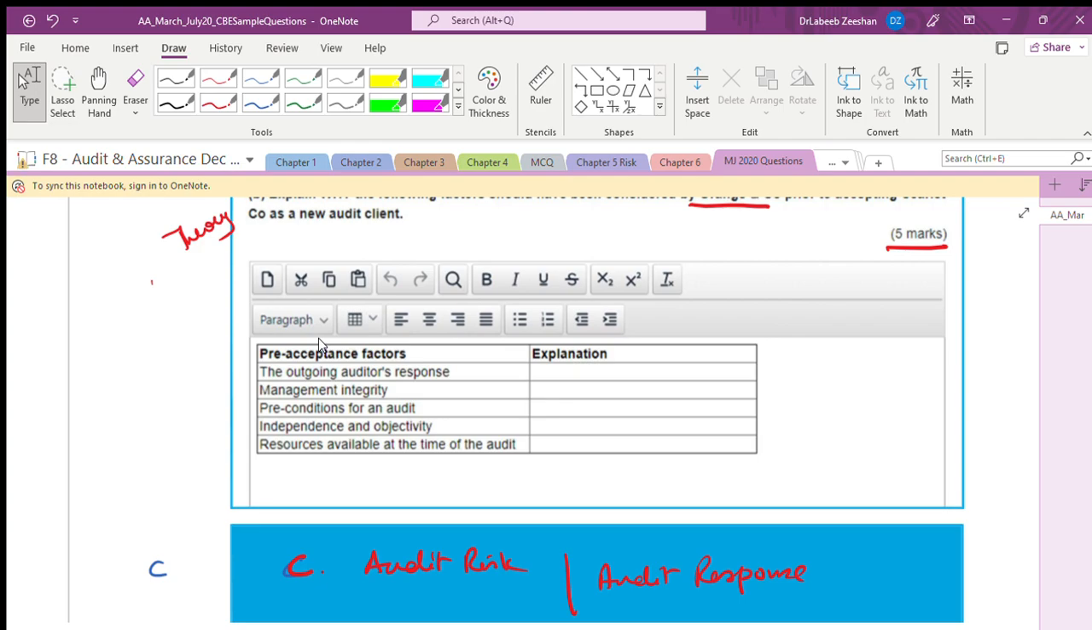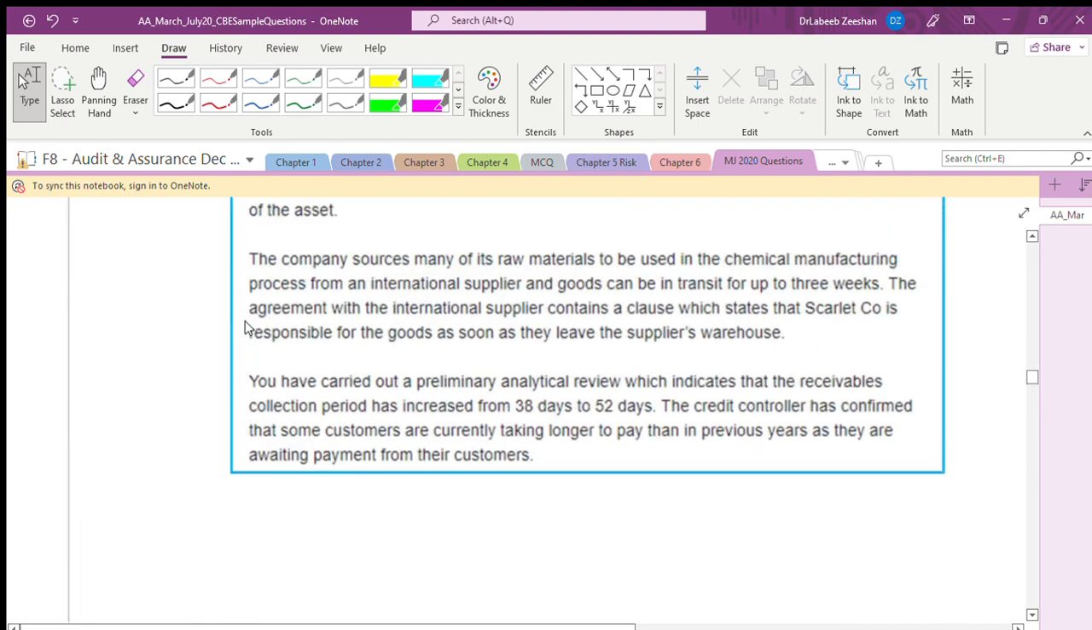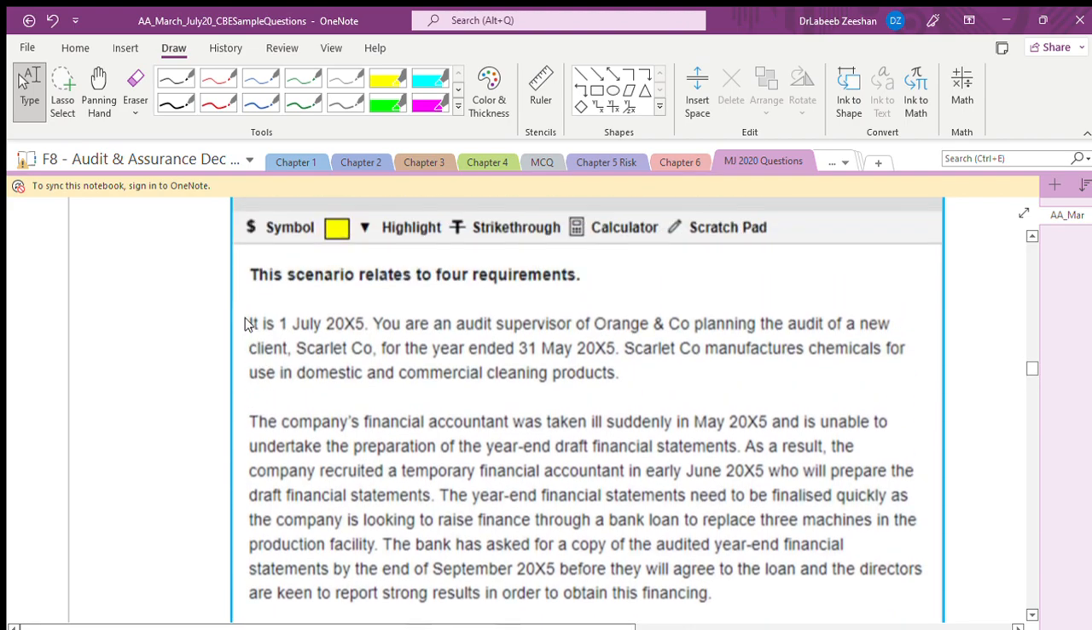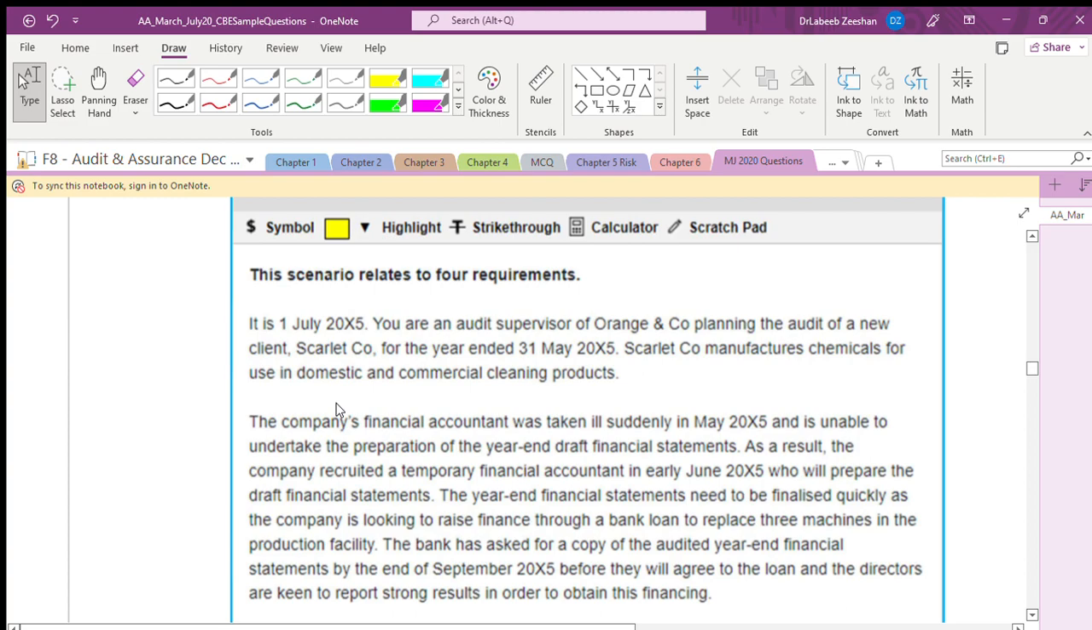Detection risk. What are the two components of detection risk? Sampling risk and non-sampling risk. Good, that's fine. Now we will focus on that only. We will focus on the inherent risk, control risk, and detection risk.